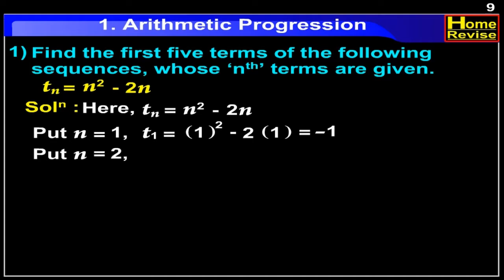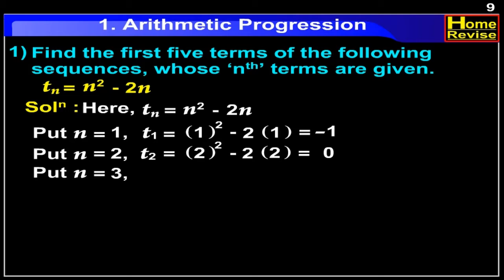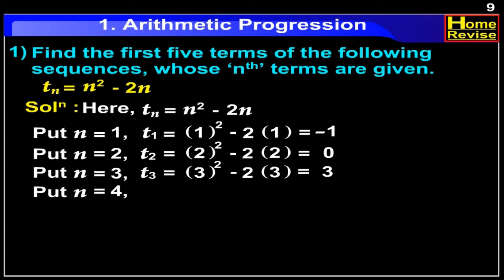For n is equal to 2, T2 is equal to 2 square minus 2 into 2, which is equal to 0. For n is equal to 3, T3 is equal to 3 square minus 2 into 3, which is equal to 3. For n is equal to 4, T4 is equal to 4 square minus 2 into 4, which is equal to 8.